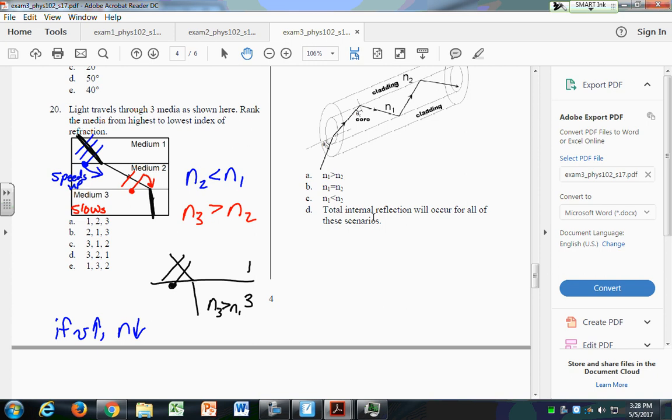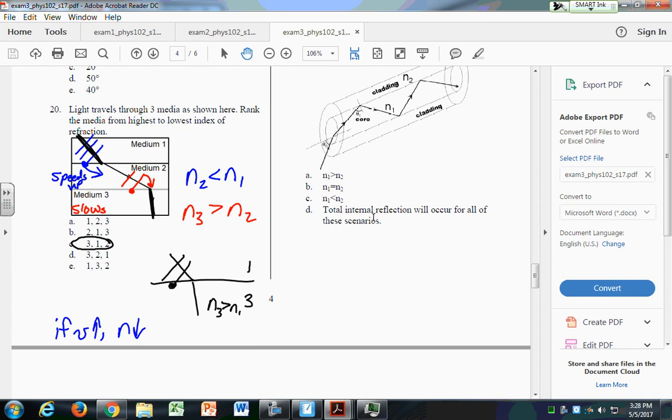Okay? So we want to rank them from highest to lowest index of refraction. Looking at these inequalities, I can tell that N3 has the biggest index of refraction. So it's going to be 3. If I can get rid of A, B, and E, it's either going to be 3, 1, 2 or 3, 2, 1. Now, N1 is bigger than N2, so that means it's going to be 3, 1, 2. All right, so 3, 1, 2 is the answer.